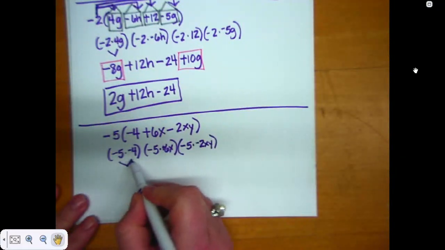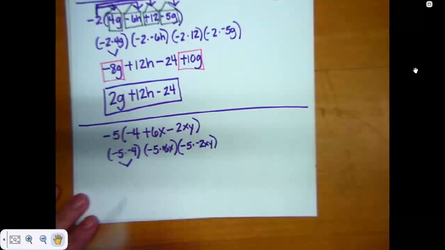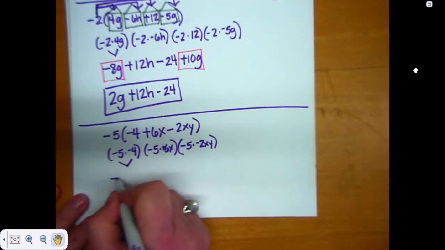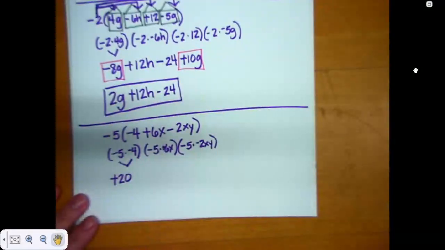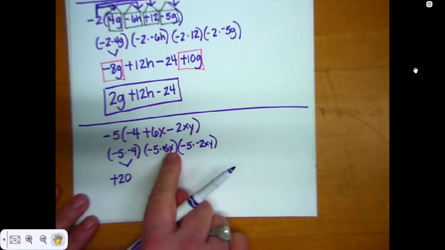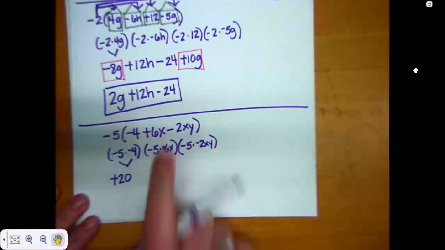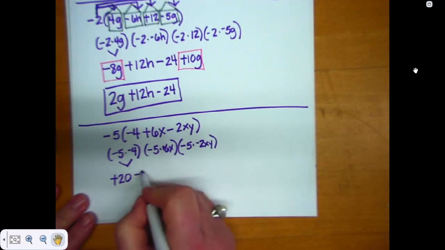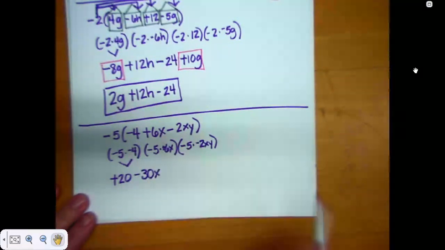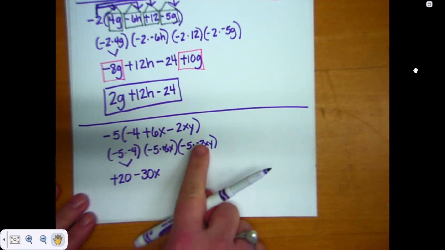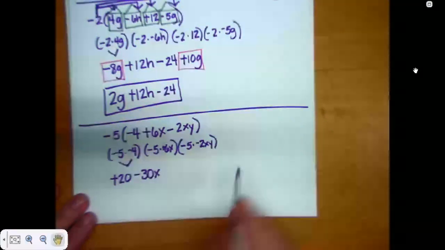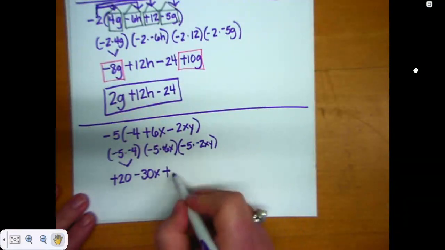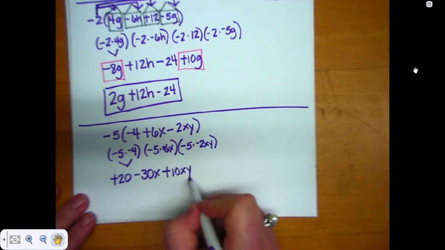So negative 5 times negative 4 would be positive 20. Negative 5 times positive 6x would be negative 30x. And negative 5 times negative 2xy would be positive 10xy.